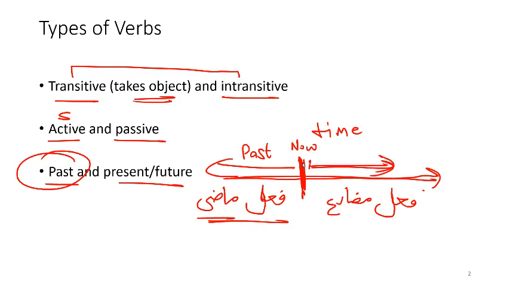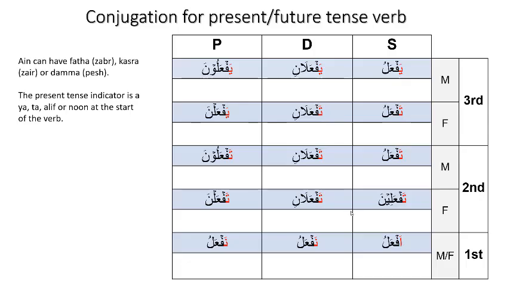Verbs that describe either something happening now or in the future are called present/future tense verbs, and in Arabic the term is fail mudare. So fail mudare are present/future tense. Both meanings are communicated. Now let's look at the conjugation.